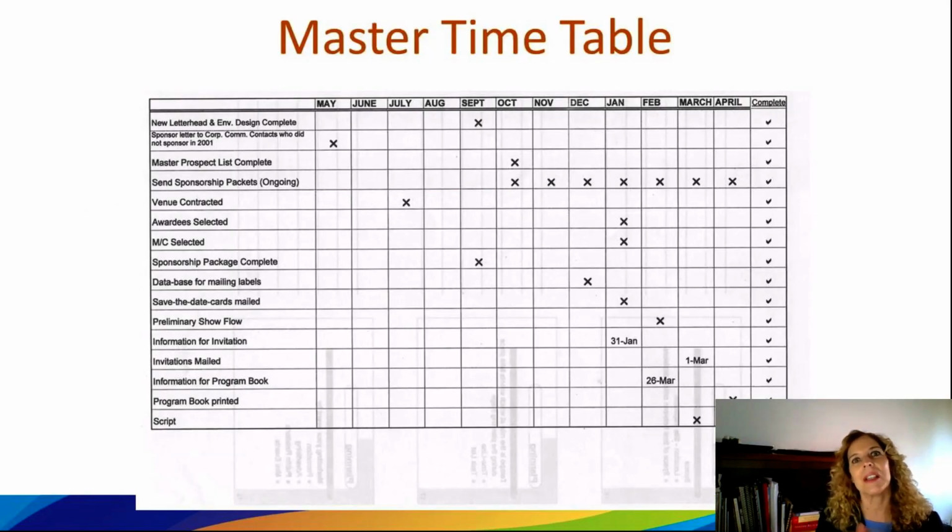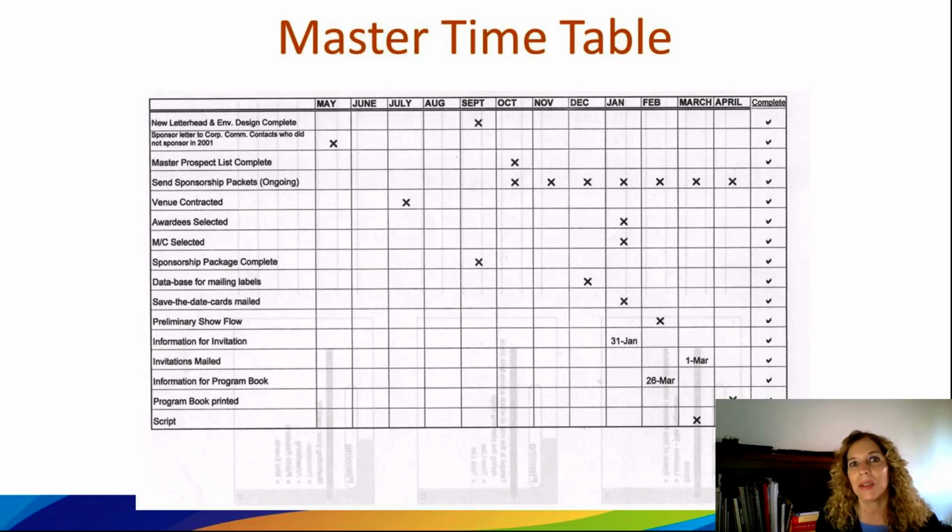So this is the master timetable that I use for the event at Cal State Dominguez. This was for the fundraiser for the Presidential Scholarship and Awards dinner. I was hired about a year and a half out. I produced the first one, which was already produced by somebody else, and I came in at the end. And then this one's the one that I produced over a year out.